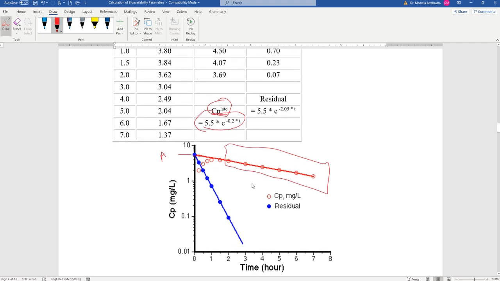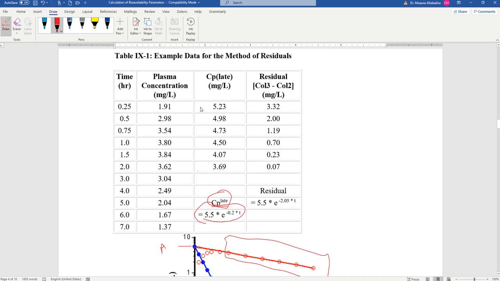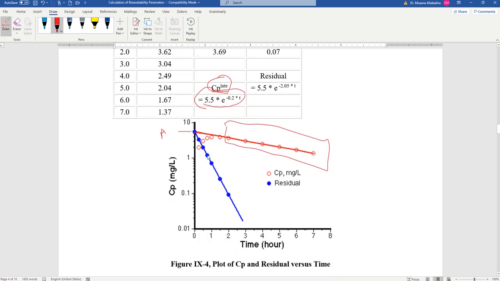Is that clear? Okay, now they took the residue between the CP late and the actual CP. This is the residue. So at 0.25, or a quarter of an hour, the difference is 3.32. At half an hour, the difference is 2. At 0.75, it's 1.19. They put the data points here for the residue, this residue line. They put the data points and they draw the best fitting straight line.